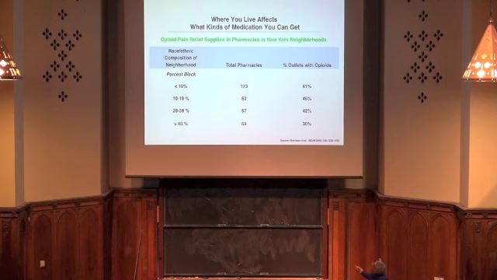So here's another example of a medical service, which, like bed bugs, was measured in New York City. This shows where you live can affect the kinds of medication you can get. This shows opioid pain relief supplies in pharmacies in New York City neighborhoods. This is something that really sticks in my craw and pisses me off. So this is the racial ethnic composition of the neighborhood, from less than 10% black up to more than 40% black. This is the total number of pharmacies. So there are more pharmacies per capita in the less black neighborhoods. So the whiter neighborhoods have more pharmacies.